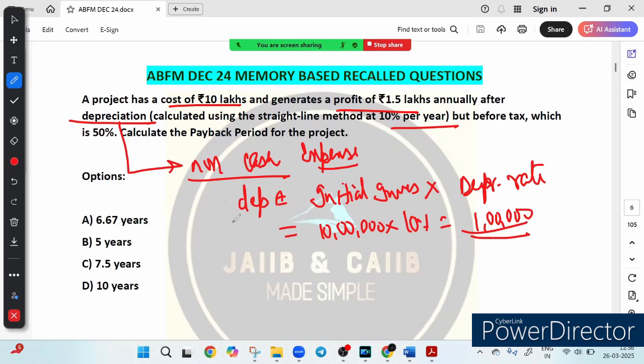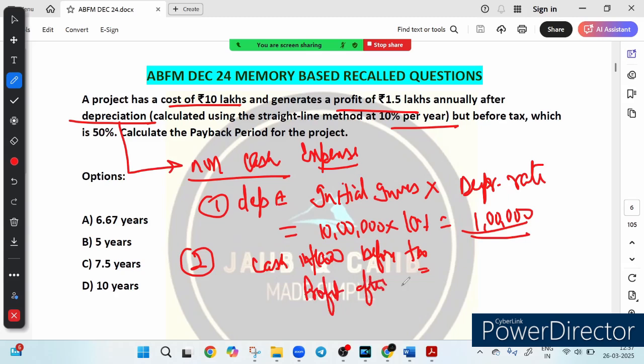So first of all, we have calculated the depreciation. The second thing we have to calculate is the cash inflow before tax. Before paying tax, what will be our cash inflow? Till now we have not taken tax into consideration. So let's calculate the cash inflow, because the project has invested, so obviously it will receive some cash inflow. How to calculate that? Basically, profit after depreciation.